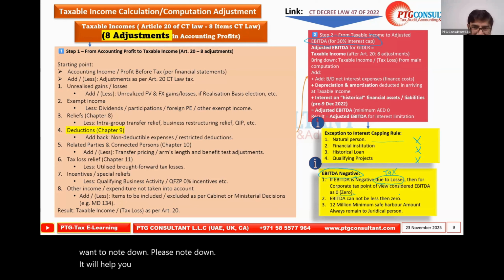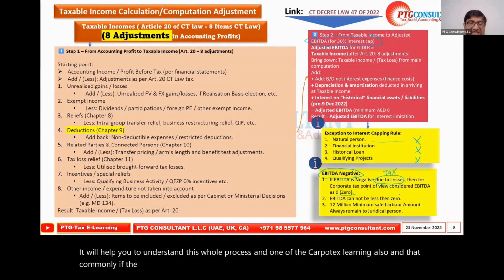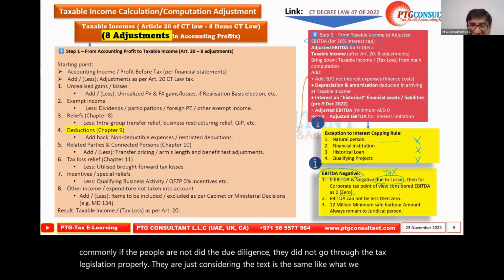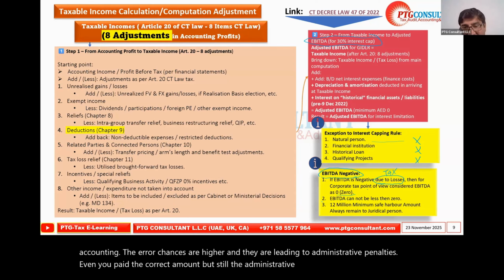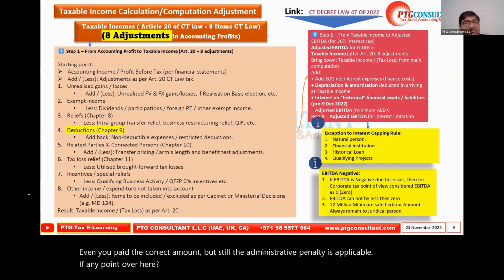And one of the corporate tax learnings also: commonly, if people have not done the due diligence, they did not go through the tax legislation properly. They are just considering tax to be the same as what we do in accounting. The chances of error are higher and lead to administrative penalties. Even if you paid the correct amount, the administrative penalty is still applicable. If anyone wants to discuss any point over here.